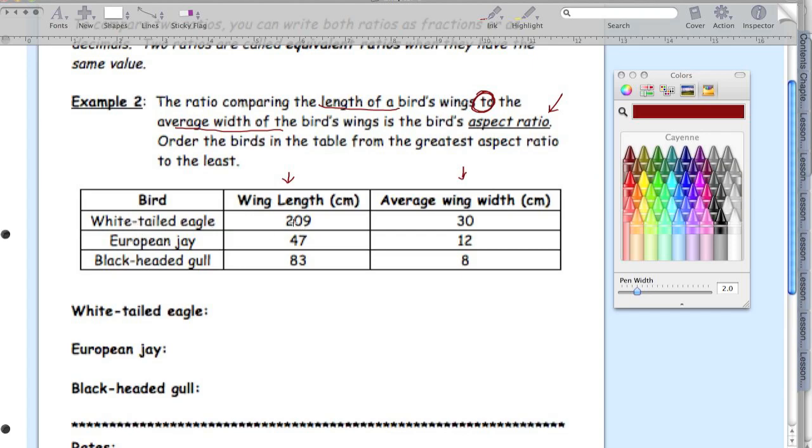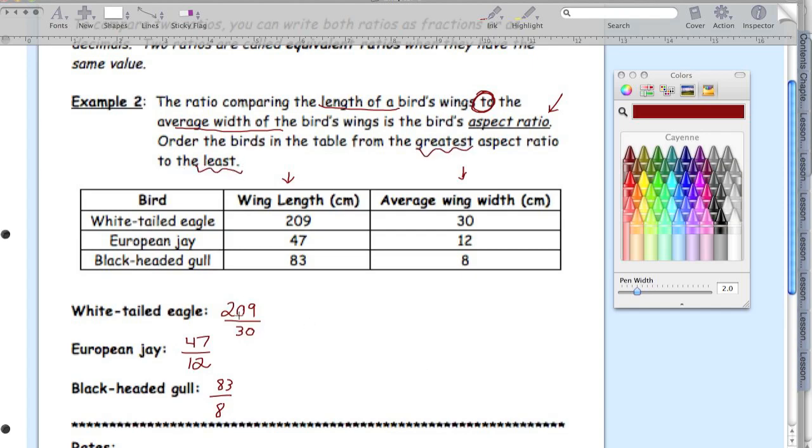The white-tailed eagle has a length of 209 and a width of 30, so I can write it as 209 over 30. The European jay has a length of 47 and a width of 12. And the black-headed gull has a length of 83 and a width of 8. And since they're both the same units, we're good to go. Now they want us to order this from greatest aspect ratio to least.